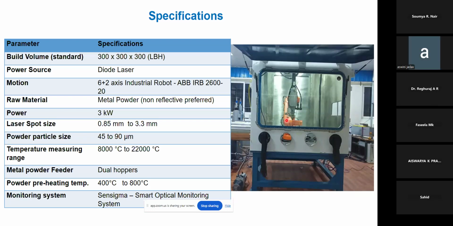Laser spot size range of 0.85 to 3.3 mm is possible. Powder particle size is 45 to 90 micron. Temperature measuring range by using the camera is 8,000 to 22,000 is possible. The metal powder feeder is a dual hopper system, and powder preheating is also possible. That will eliminate the heat affected zone on your existing base plate. We also have a feedback system, a smart optical monitoring system, which we call SOMS. That will give you some feedback about the melting happening on the substrate side.